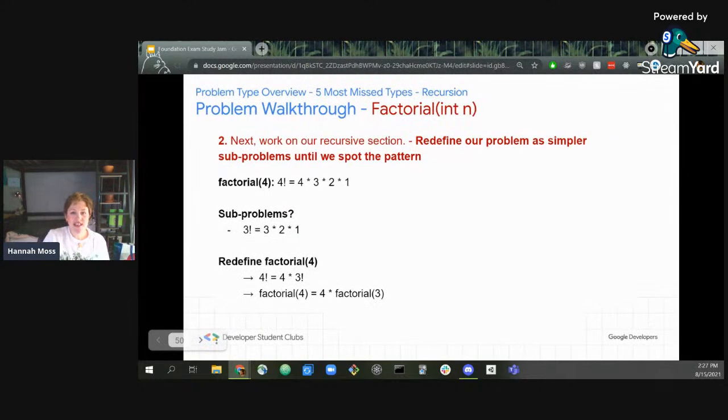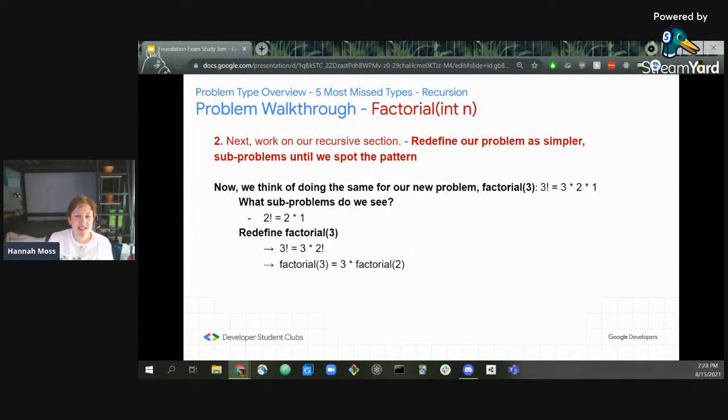So next, now that we have our base case sorted out, let's work on a recursive section. To do this, we're going to try to redefine our problem as simpler subproblems until we spot a pattern that shows how these are connected. And so let's do this by working through a factorial example manually. So I chose to look at the factorial of 4, which we now know is 4 times 3 times 2 times 1, or 24. So within this, can we spot any subproblems? Well, within it, I immediately see the factorial of 3, which is 3 times 2 times 1. So our problem redefined tells us that the factorial of 4 is equal to 4 times the factorial of 3.